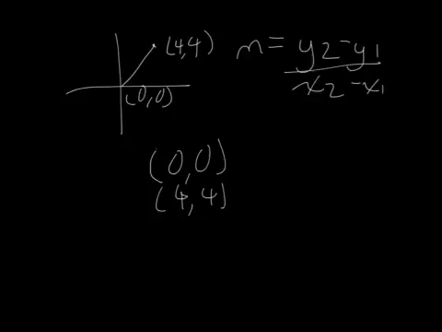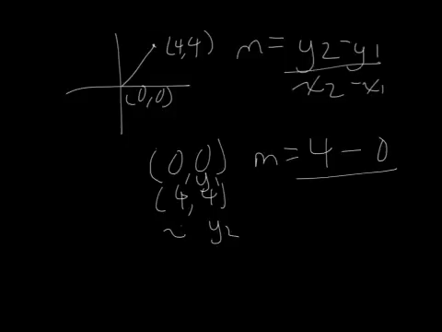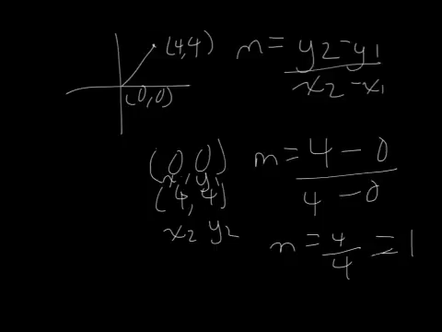Now, to figure out what the slope of this line is, I'm going to substitute my y2. Remember, y is my second coordinate, so it's going to be 4 into my equation minus y1, which is going to be my y coordinate at my first point, which is 0, over x2, which in this case is 4, minus x1, which is 0. 4 minus 0 is going to give us 4, divided by 4 minus 0 is 4, and 4 over 4 is going to simplify as 1. So we say that the slope of the line connecting these 2 points is 1.